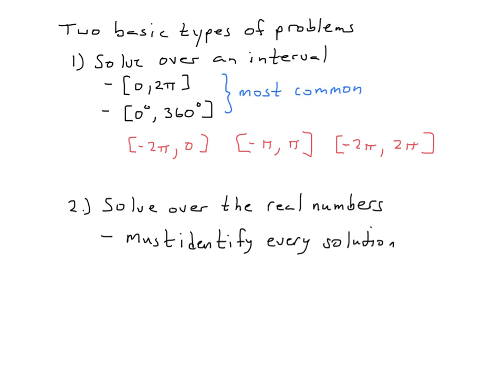The other type is where we have to solve over the real numbers. In other words, we're going to try to identify every place that makes a trig equation true. Now, this should cause you a little bit of concern, because you know trig equations are cyclical, and because they repeat over time, there actually are an infinite number of solutions. So if we're solving over the real numbers, it means we have to identify every solution.